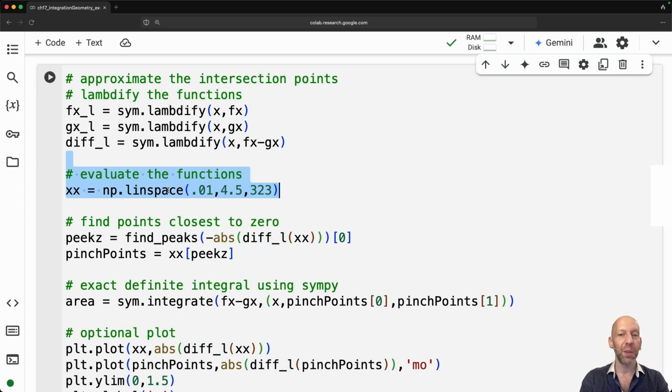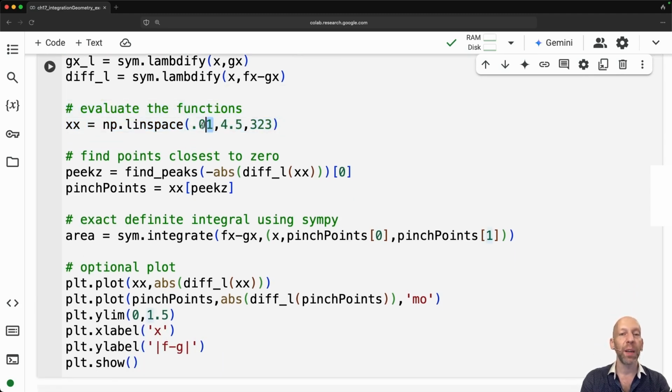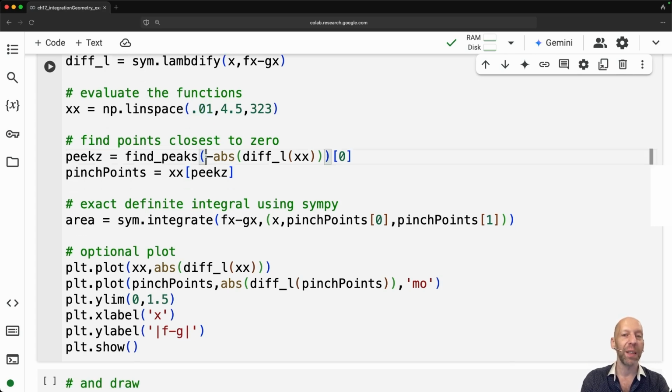So, of course, we need to have an x-axis grid. And, of course, we are bound by positive numbers here because one of these functions is the natural log. Or actually, both of them have the natural log in there. So then we find the peaks. It is minus the absolute value of the function differences. And then I put that into find peaks.